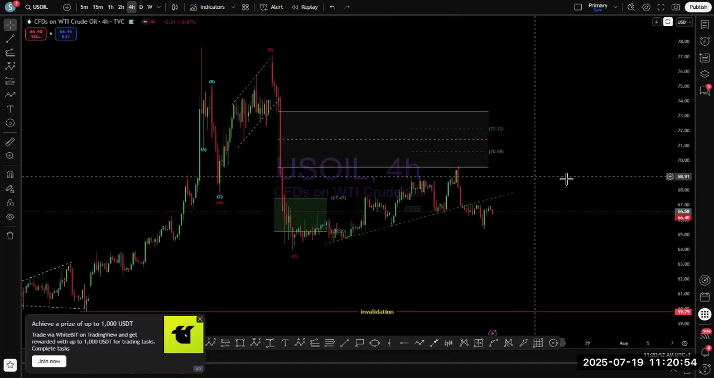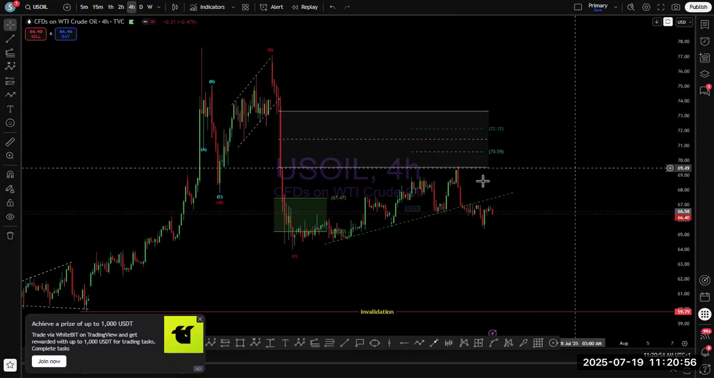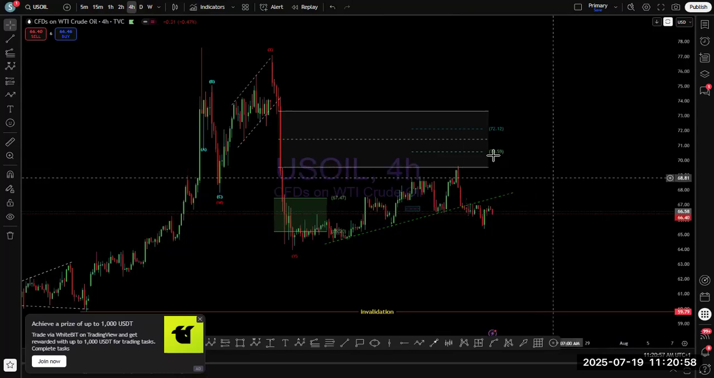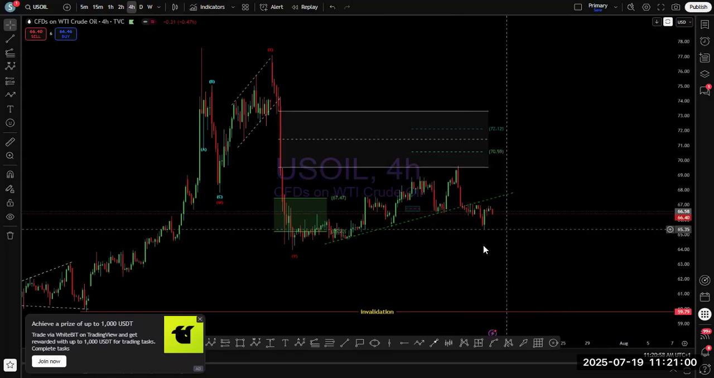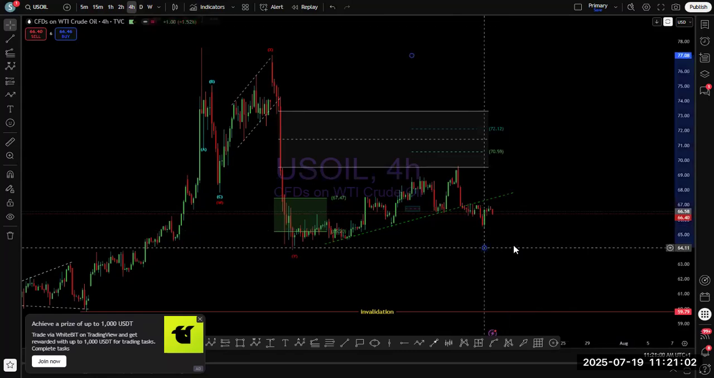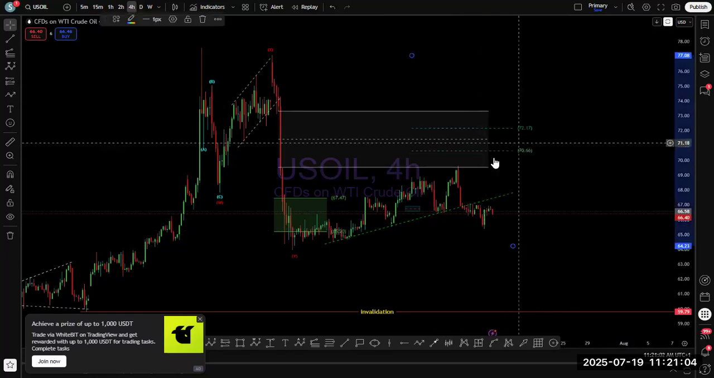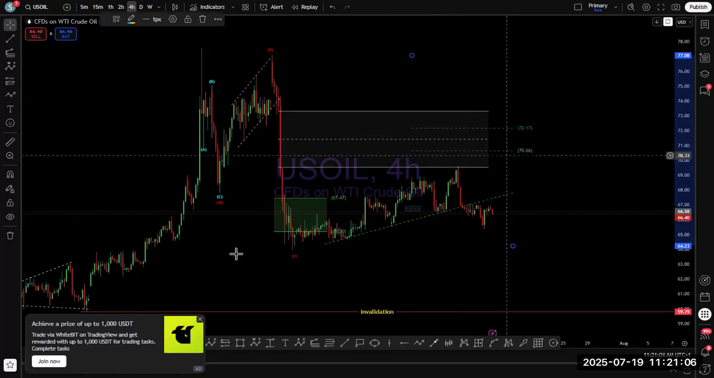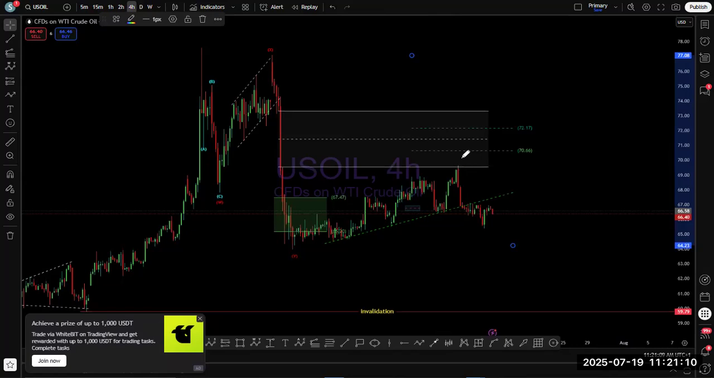Oil didn't give me what I wanted. I didn't sell oil because I'm expecting oil to enter this zone. This is what I expected, that oil will move at least to this zone before selling. But it didn't move, it dropped. I may sell it, but not now, until I get a nice structure.